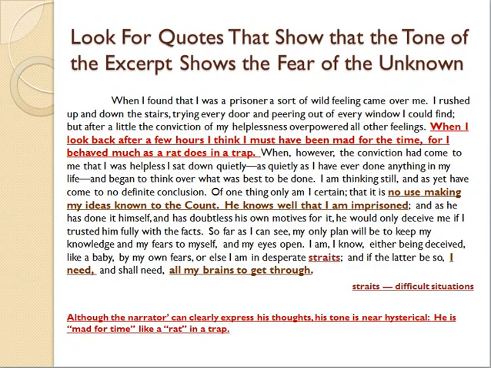So, now, I'm going to reread this, but I'm going to look for lines that show that we fear the unknown. Okay? Here's a line. "When I looked back after a few hours, I think I must have been mad for the time, for I behaved much as a rat does in a trap." Look, the narrator's a little mad. He feels like a rat in a trap. I would say that that tone shows that we are often afraid of what we don't know.